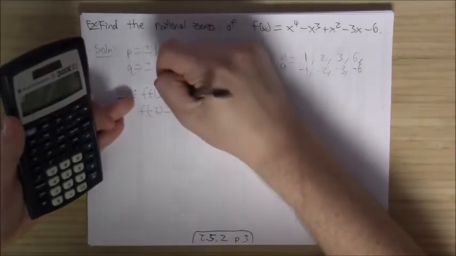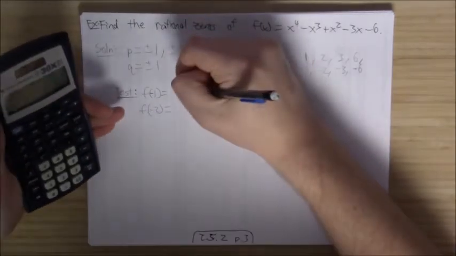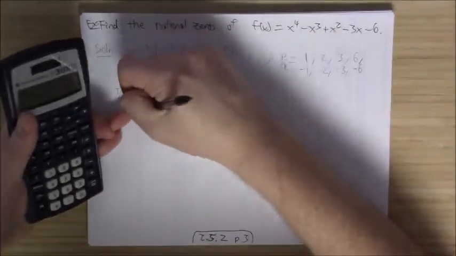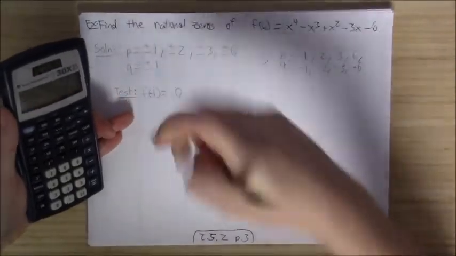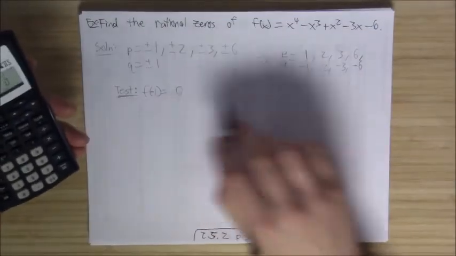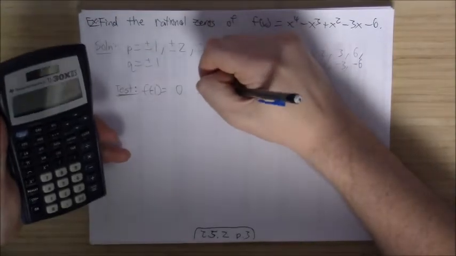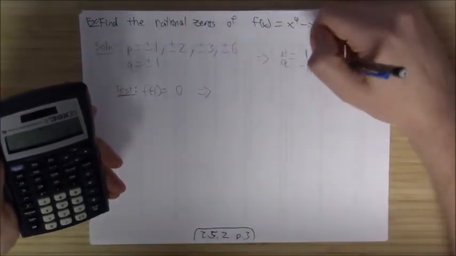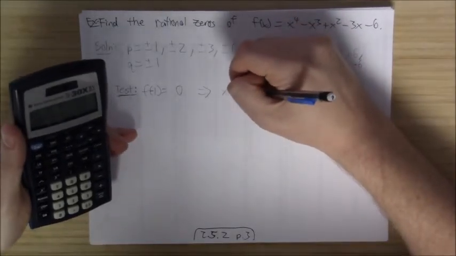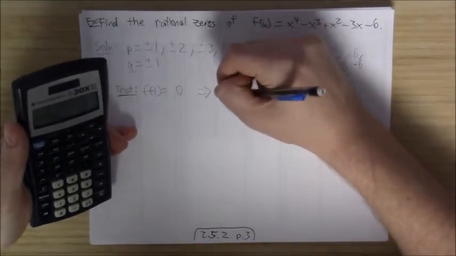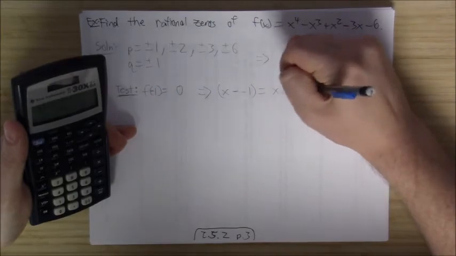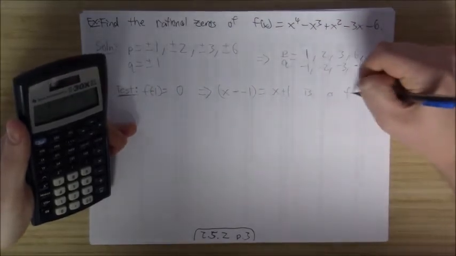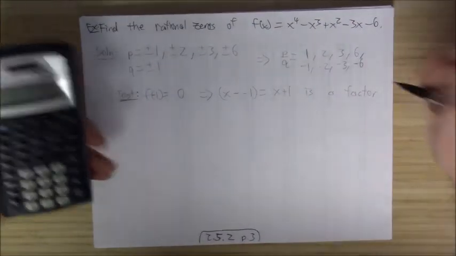We actually do get a 0 out of negative 1. Well, look at that. That's exciting. And what that means is that if negative 1 is a 0, then that tells me that x minus negative 1, which equals x plus 1, is a factor. Well, then we can synthetically divide out, right?